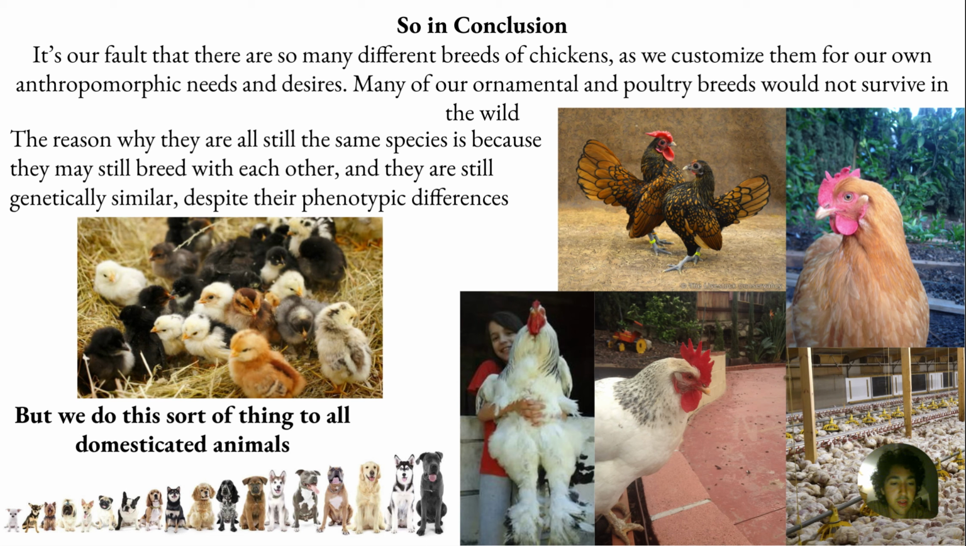And factory farmed meat chickens, they've been bred for their fatness, and they just get killed after 7 weeks. So they're suited for our purposes, not the wild. And the reason why they're all still the same species is because they may still breed with each other, and they are still genetically similar, despite their phenotypic differences. But the truth is, we do this to all sorts of domesticated animals, like cows, dogs. We make new varieties that fit our purposes.